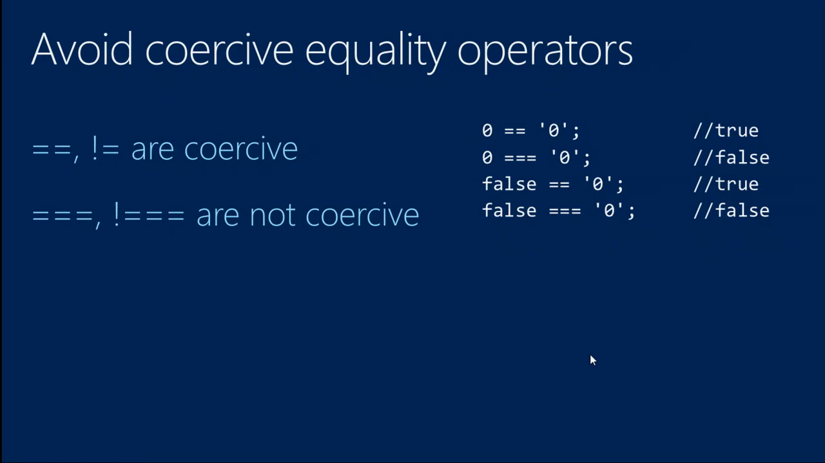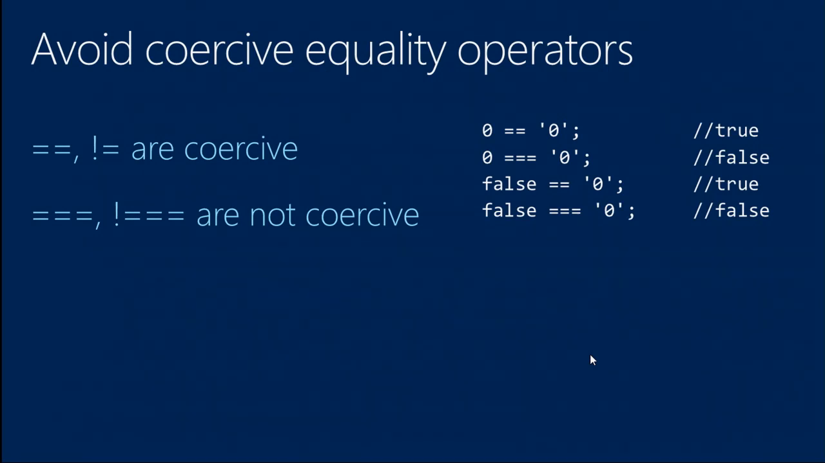Next is to avoid coercive equality operators. I put this one in here because this is a trap just waiting for all of us C# programmers. There are two ways to declare equality and inequality in JavaScript. One is with the equals equals, bang equals, which is equals and not equals. And the other is to use triple equal signs, and actually that should be bang with two equals, not bang with three. The problem with the first two is they're coercive.